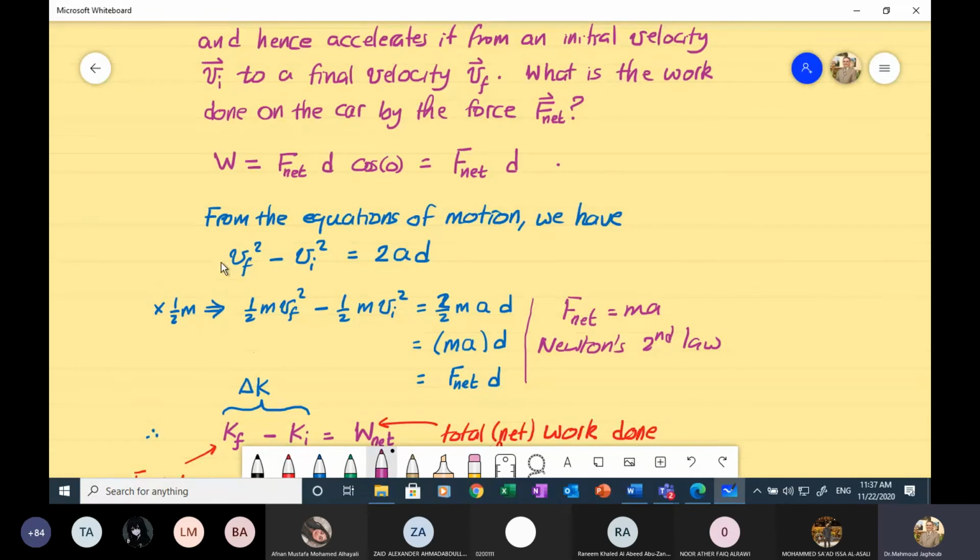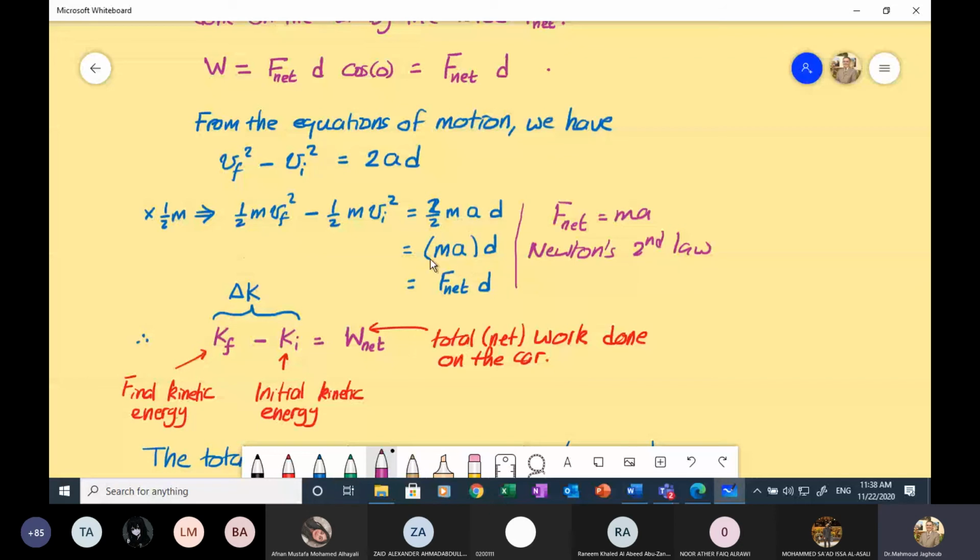If you multiply this equation by half m, you get half m v final squared minus half m v initial squared equals half m multiplied by 2 times a times d. The 2 cancels out, and we end up with m a times d. Now remind me, this m a, what does it equal? Mass times acceleration, from Newton's second law. Yes, F net, exactly. So you get m a, which is F net, multiplied by what?